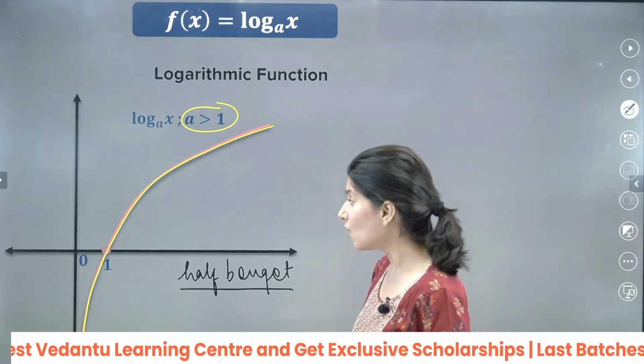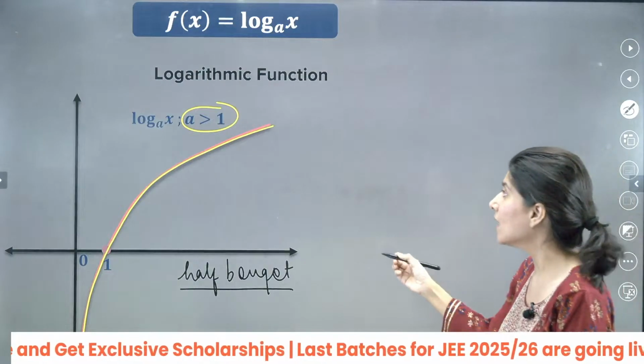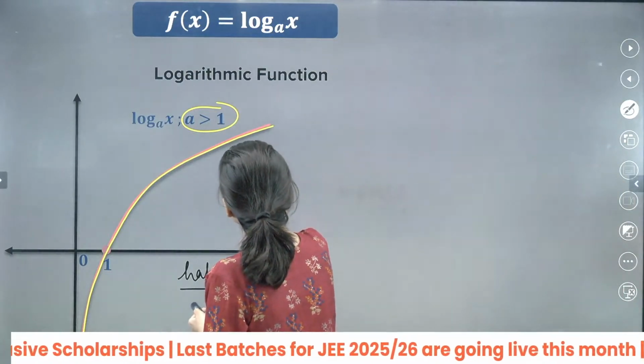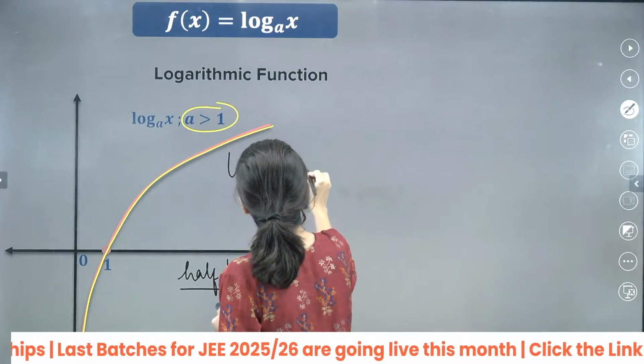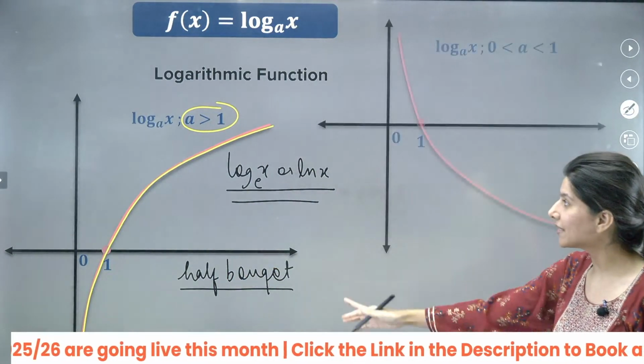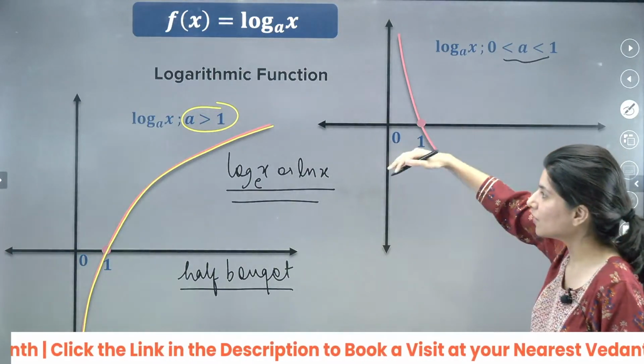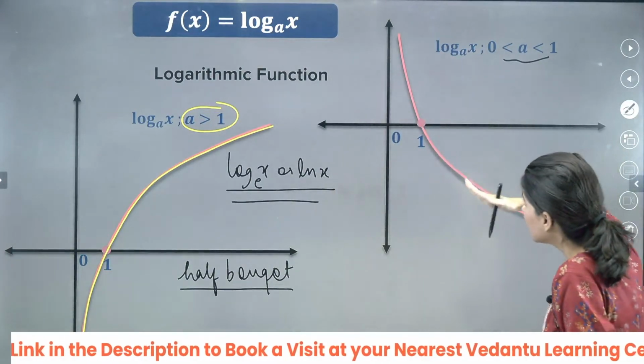Okay, and now can you see? Again, this is for base greater than 1. That means log of x to the base e, or you can call it ln x. So the graph of ln x, or log x to the base e, will look like this. Now when the base is less than 1, for this condition, you just have to reverse the graph. It will look like this.